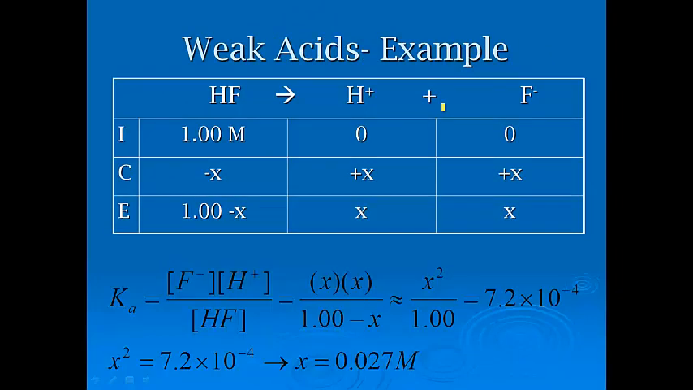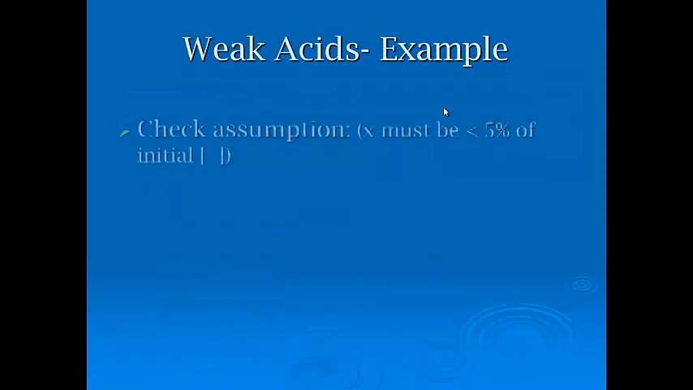Now, here is the math to solve for x, same way we did last chapter. What we're going to skip to make the math easier is this section right here, because since Ka is 10 to the negative 4th, it's 1,000 times smaller than 1, we're going to ignore that, and we're going to get our x value equal to 0.027 when we solve for x.